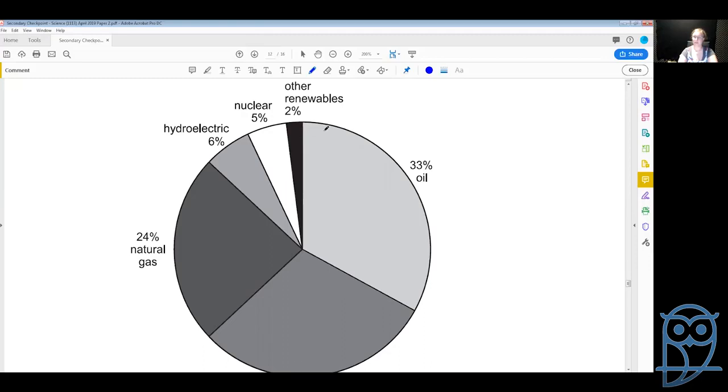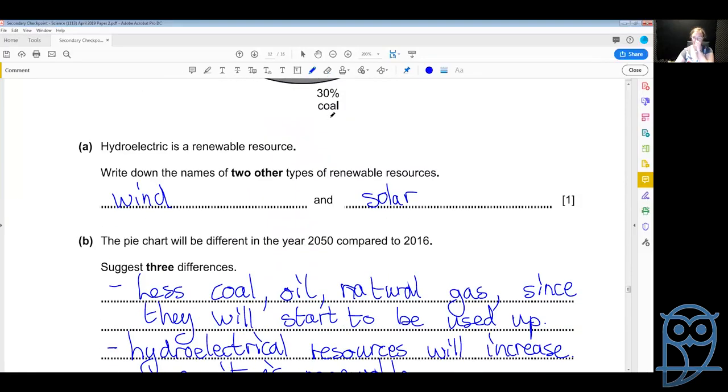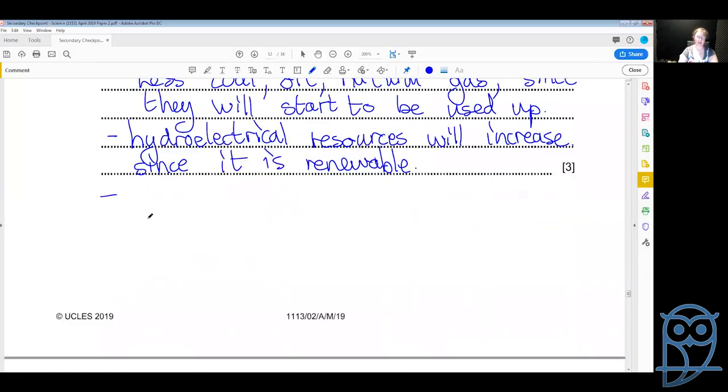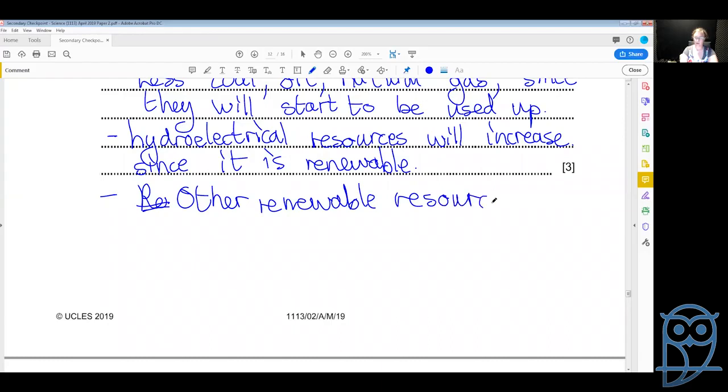So we can also say other renewables are going to split into different kinds of renewable resources, like methane gas, solar power, wind power, all of these things. And then that is where we're going to get this. So I am just going to say that pretty much. So renewable resources will increase.